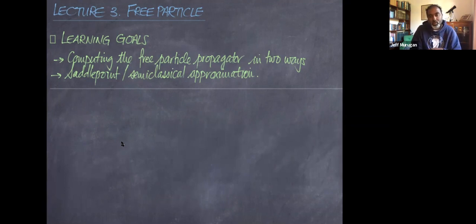So we want to benchmark what we've learned in this abstract construction of the propagator against a really simple, straightforward example, just to show that we can do the calculation and make sure we're getting the right answer. And then we're going to go through and make some observations about the free particle propagator, which will lead us to the method of saddle point or semi-classical approximations, if we have time at the end of this lecture.